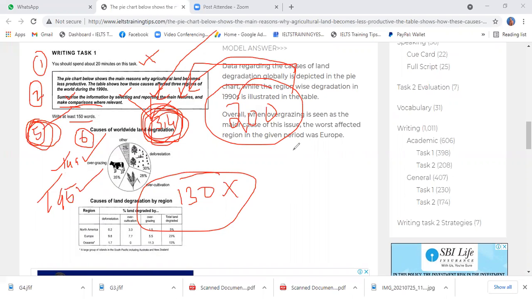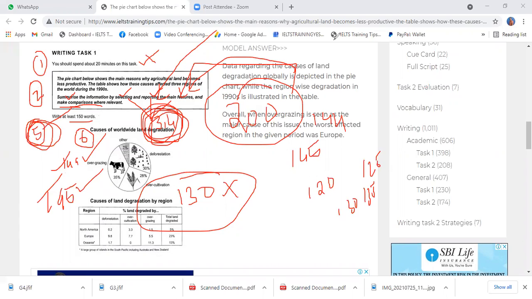So if you write 145 words, it is accepted. If you write 144 words, it is accepted. But if you write 120 or 125 words or 130 words or 135 words, then you have a higher probability of getting the penalty, as that is one of the requirements given in the question itself. You have to read it, understand it, you have to follow the instructions, and that is what the examiners require.